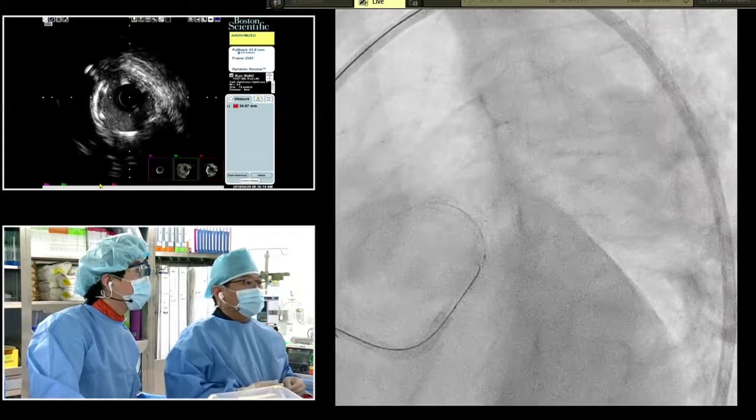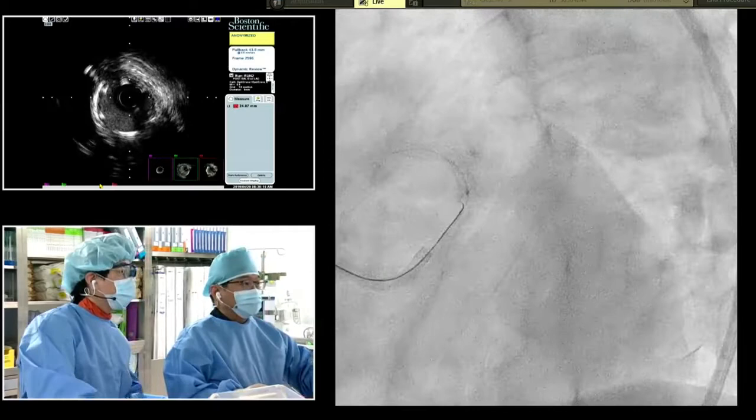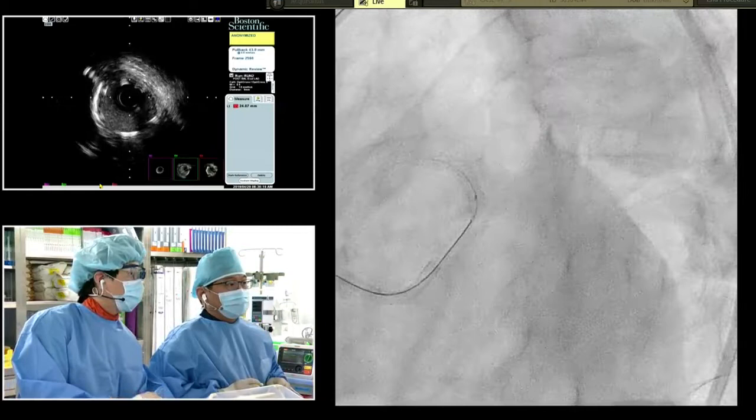I think it's time to move to the reverse wire. Probably it's easier to select the ostium of the LCX.